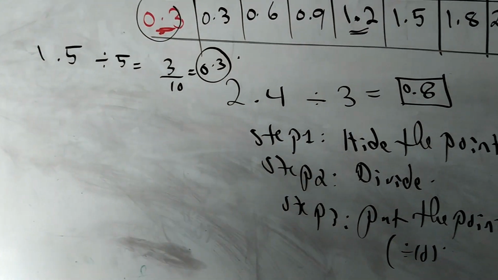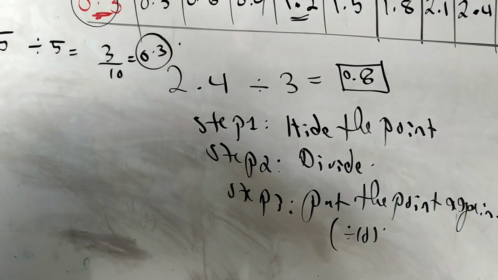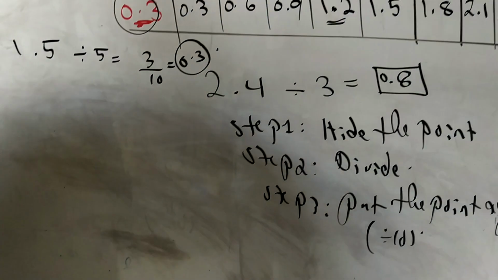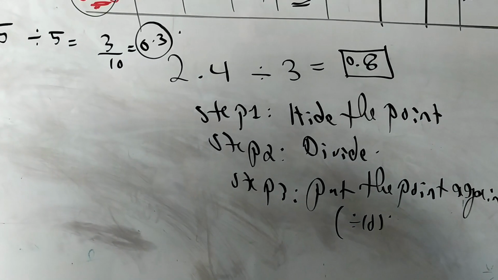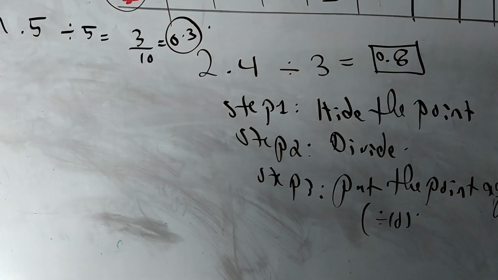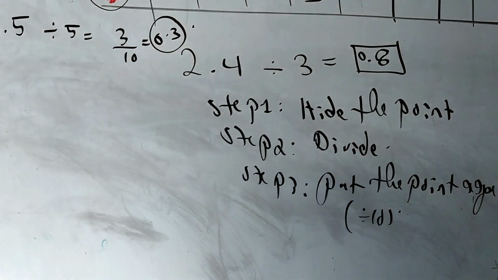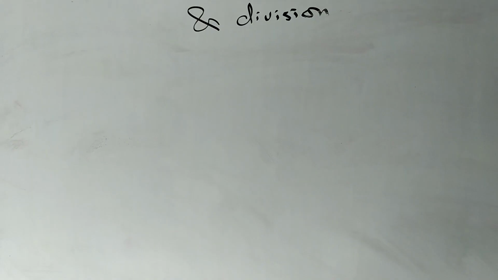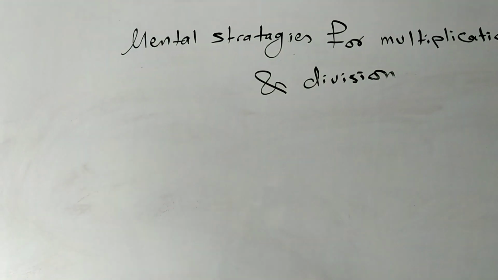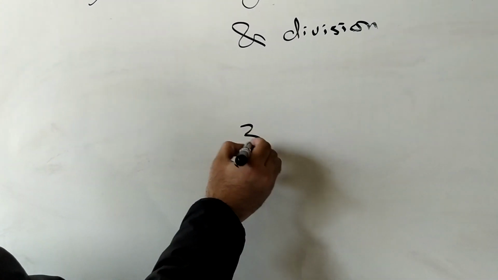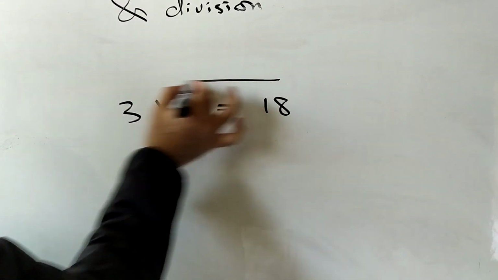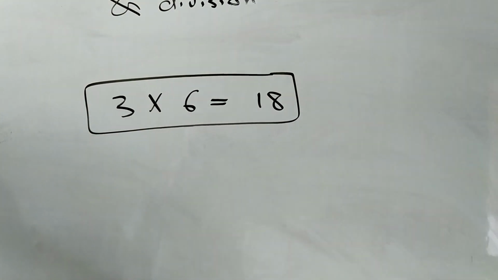Now we have to derive facts, okay, as we did when we talked about mental strategies for addition and subtraction. We have to derive different facts. For example, if we have 3 times 6 equals 18, we can derive different facts.